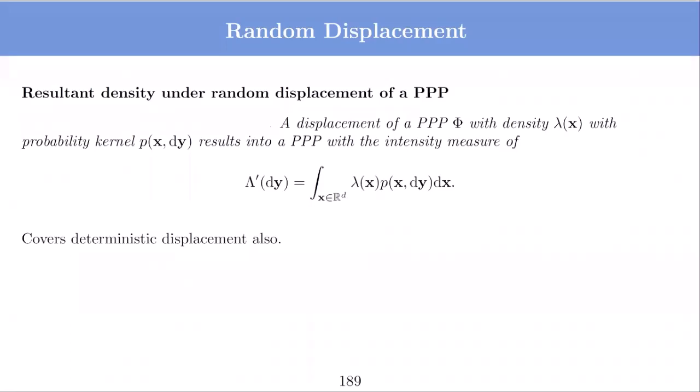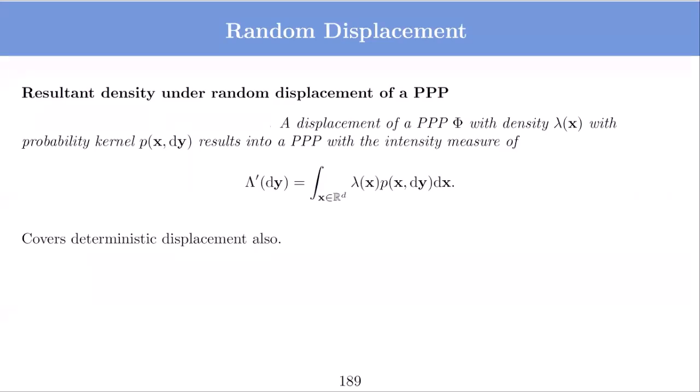Now we will cover a result for PPP. We show that if we displace a PPP with density lambda(x) according to a probability kernel p(x, dy), then it will also result in a PPP with intensity measure given by the following formula. So what does it basically mean? That if you displace a PPP, you get a PPP.